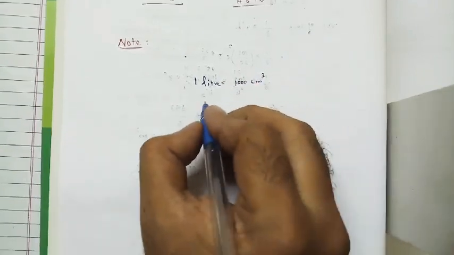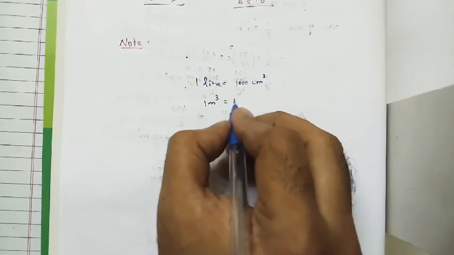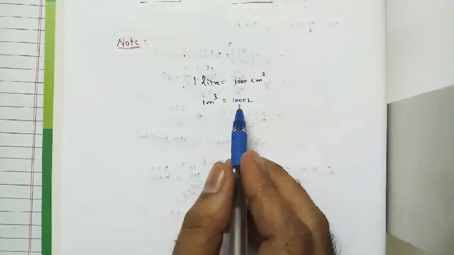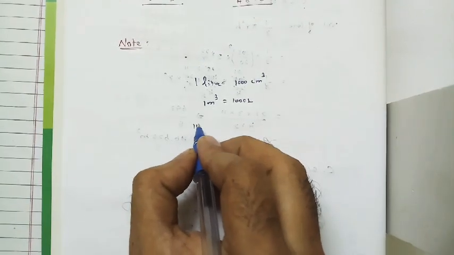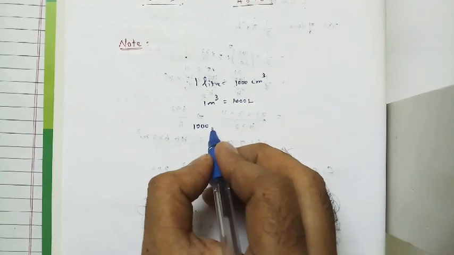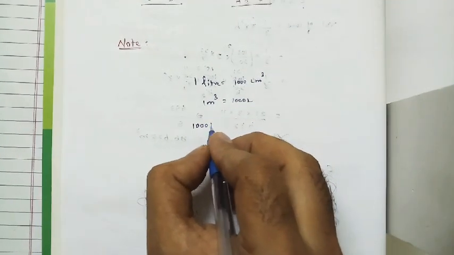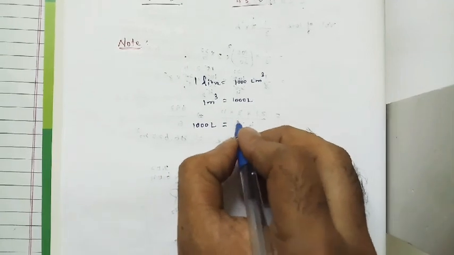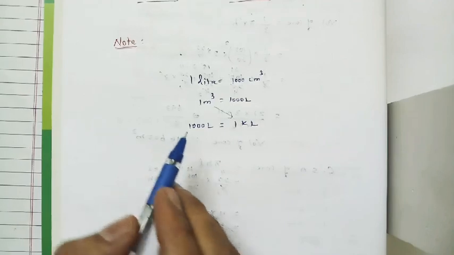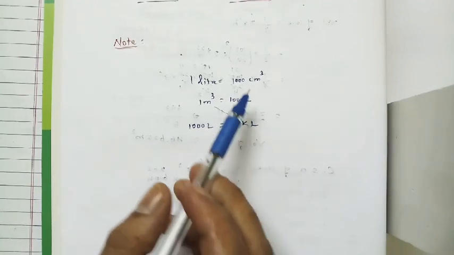1000 centimeter cube, right? And 1 meter cube is equal to 1000 liter, right? But kiloliter is nothing but 1000 liter, so 1000 liter is equal to 1 kiloliter, right? So 1 meter cube is equal to 1 kiloliter. Understood? This is the note, just note it down, right?